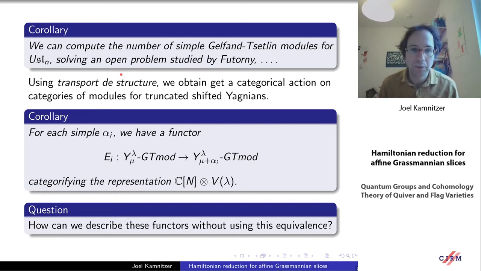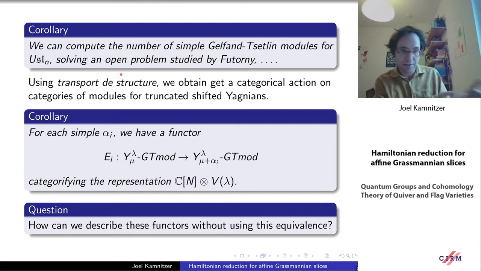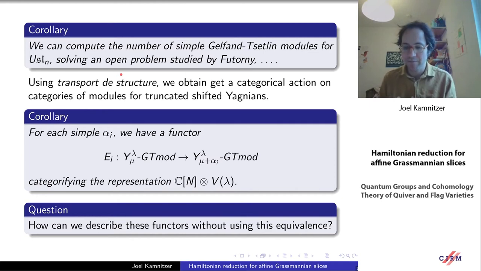And we can do this using the theorem. Using this equivalence, we know that for the KLRW algebras there are functors between modules, which give you the categorification. So therefore, we get such functors on the side of the truncated shifted Yangian modules.